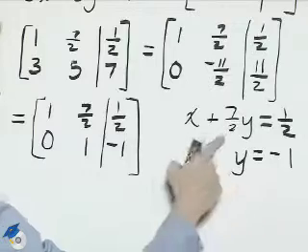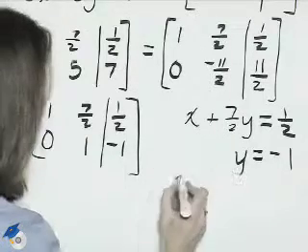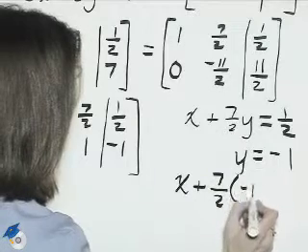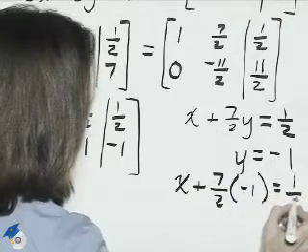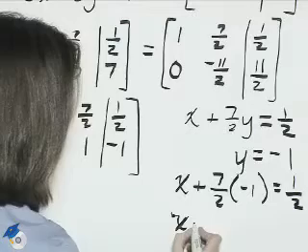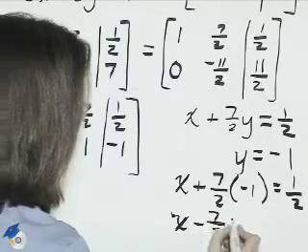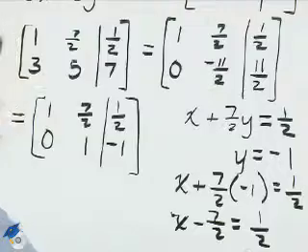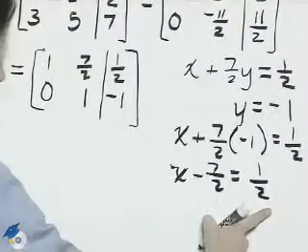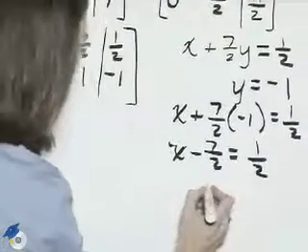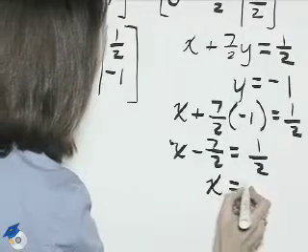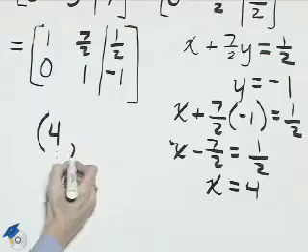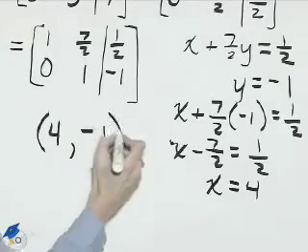Let's substitute in place here the -1: x plus 7/2 times -1 equals 1/2. So that's x minus 7/2 equals 1/2. If we add 7/2 to the right, positive 7/2 and positive 1/2 is positive 8/2, which simplifies to 4, giving us a solution to this system of 4 for x and -1 for y.